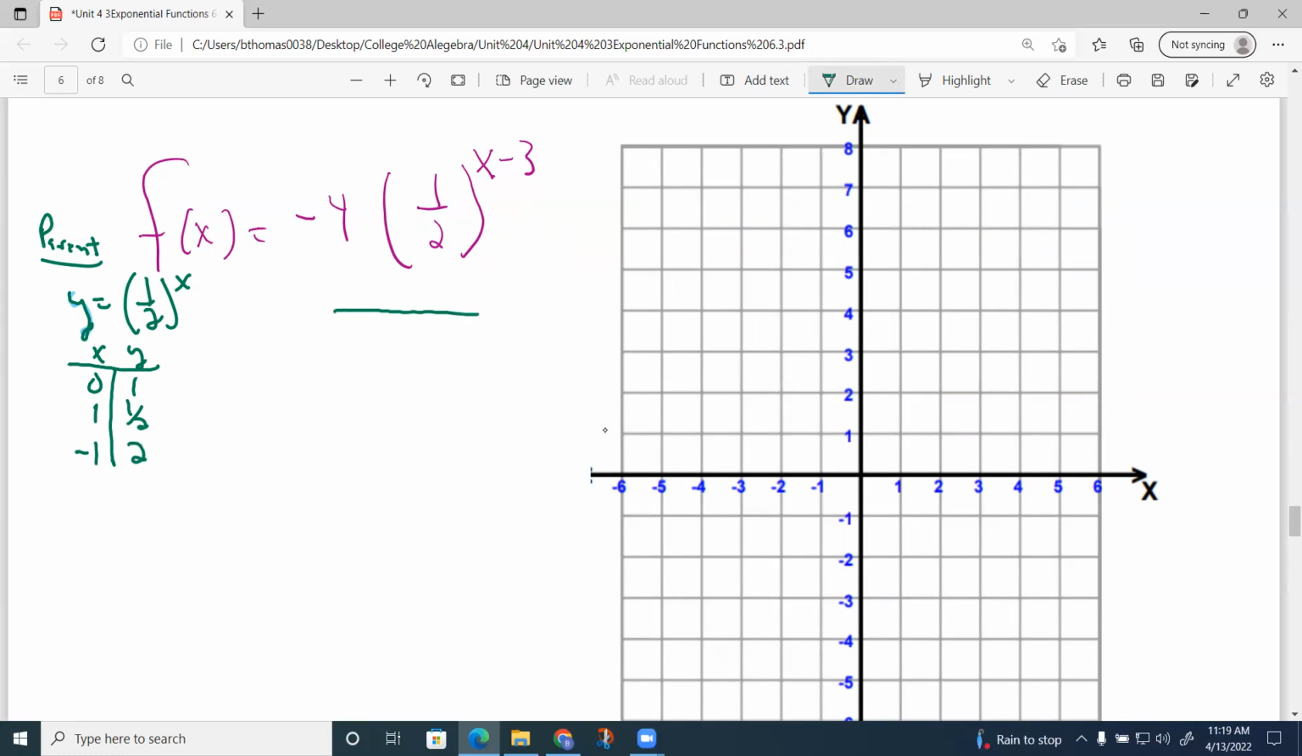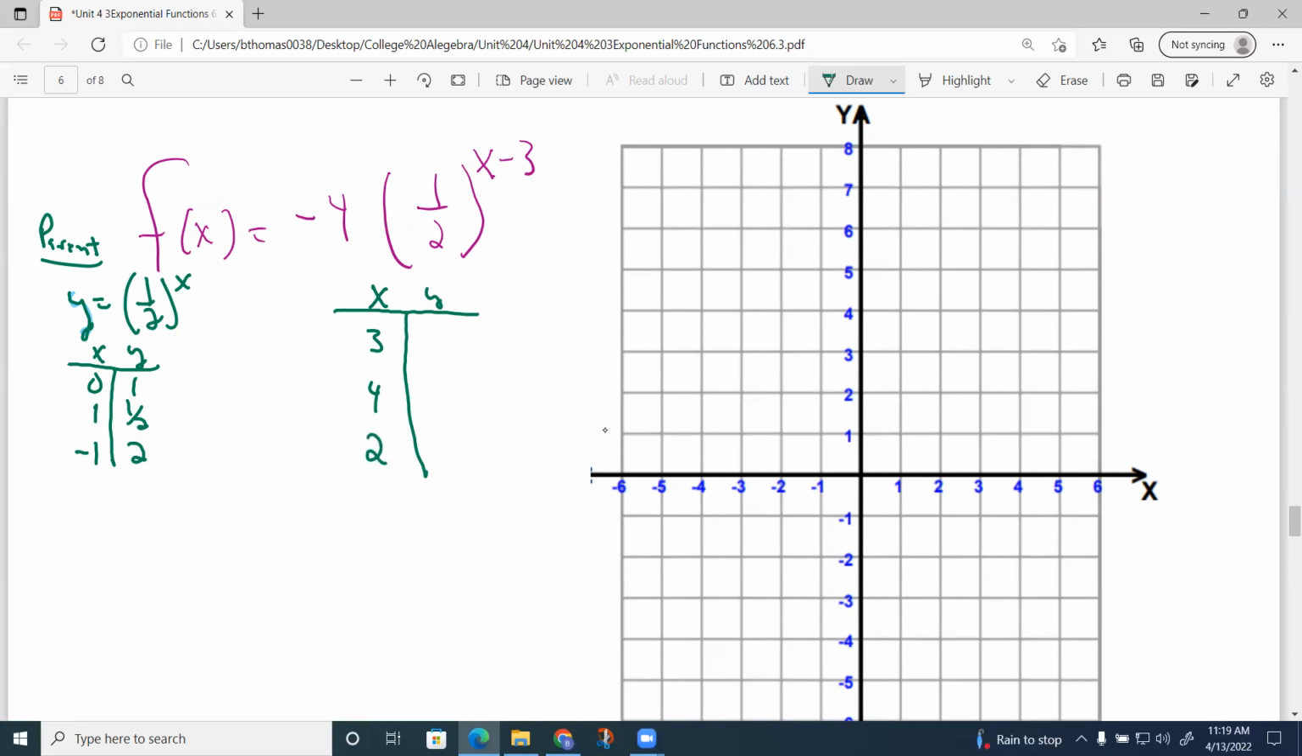Now, if I can apply the transformations, the -3 would be considered inside the function. So that means we're going to be affecting the x values. And since it's -3, that means we're going to be adding 3 to all the x values. So that's going to be a 3. 1 plus 3 is 4. And -1 plus 3 would be 2.